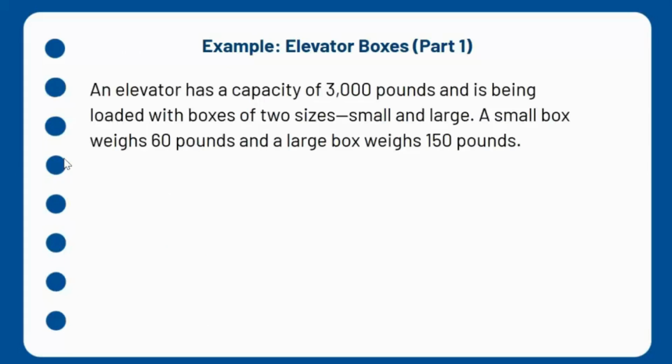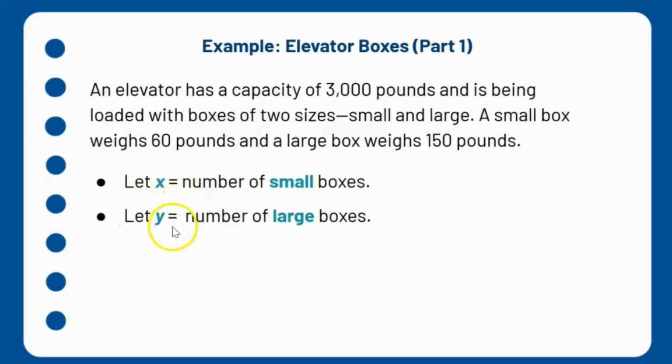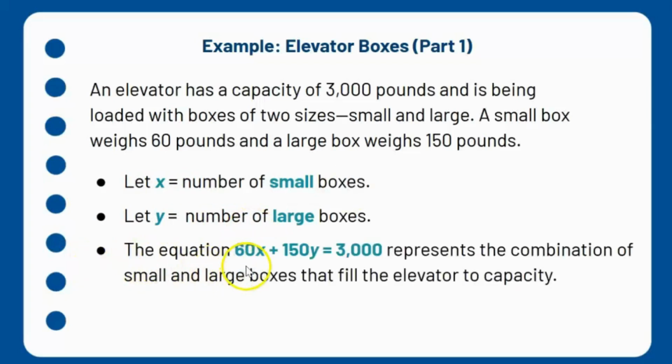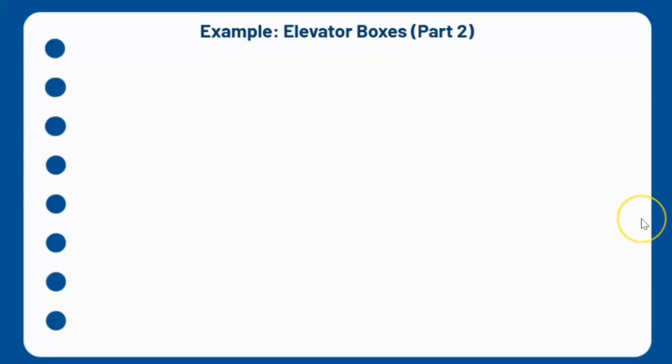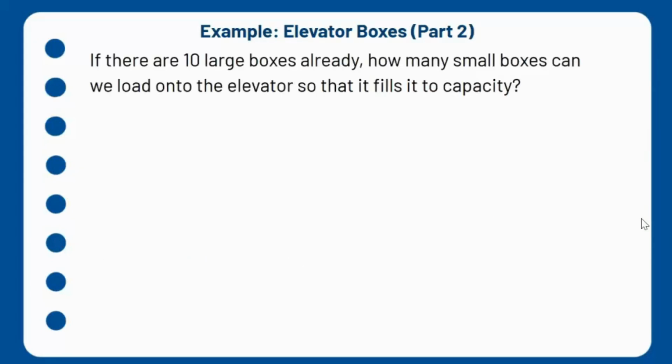An elevator has a capacity of 3,000 pounds and is being loaded with boxes of two sizes, small and large. A small box weighs 60 pounds, while a large box weighs 150 pounds. Let X be the number of small boxes. Let Y be the number of large boxes. The equation 60X + 150Y = 3,000 represents the combination of small and large boxes that fill the elevator to capacity.